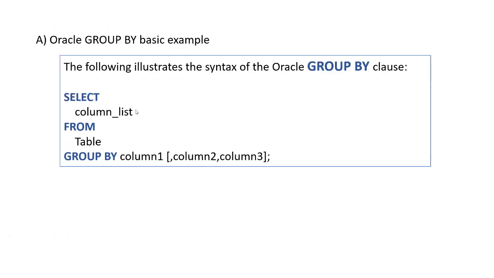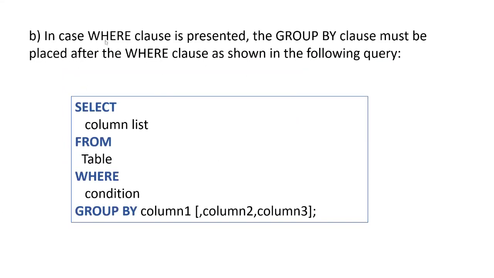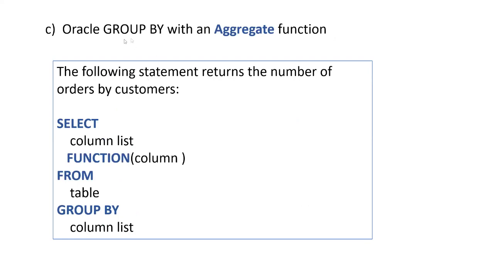So this is the syntax for the GROUP BY function. You have SELECT, then the column list FROM the table name, and then GROUP BY, then the column list. You can also include a WHERE clause. If you include the WHERE clause, take note that the GROUP BY should be typed after the WHERE clause. So you have SELECT, FROM, WHERE condition, and then you type the GROUP BY clause.